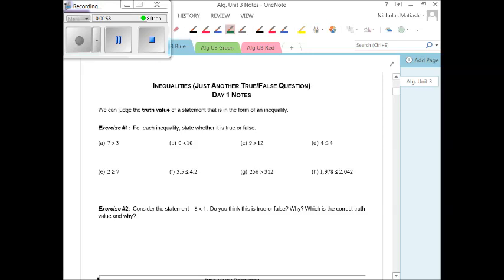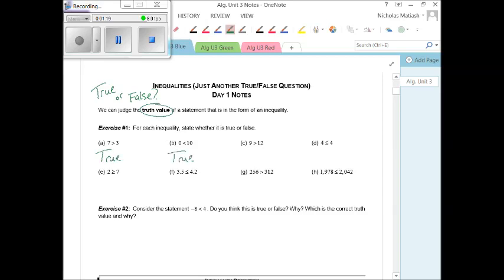Oh, P.S. The spiral that you guys got on Friday is also due Friday of this week, so make sure you're working on that if you were to complete day 1 and day 2 at some point today or tomorrow. All right, so here we go with day 1.